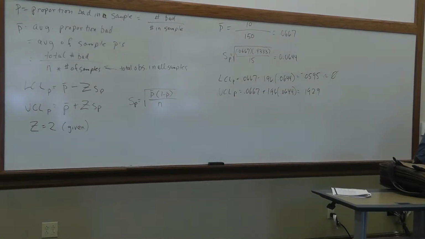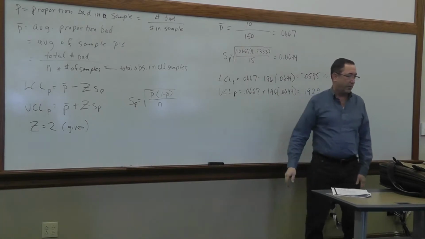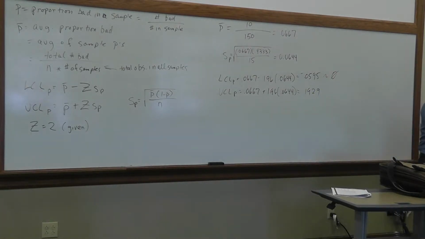What do you think? What don't you get? P-charts are not that tough. Doing the S sub P, it's just a little calculating. Don't forget the square root, and then all those formulas are given. Just take your time. What is Z?